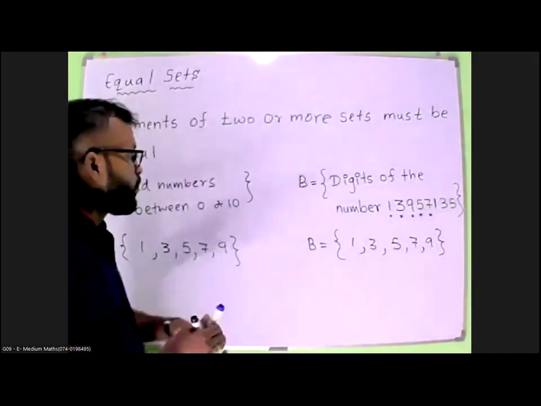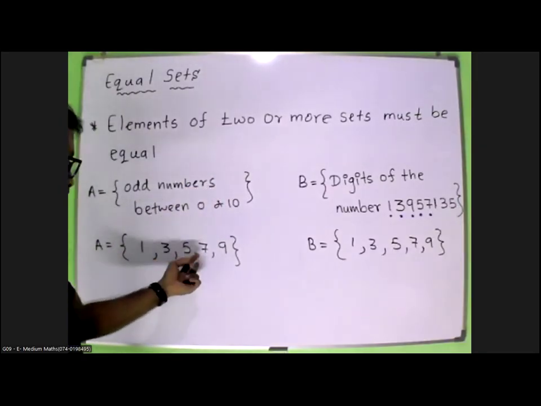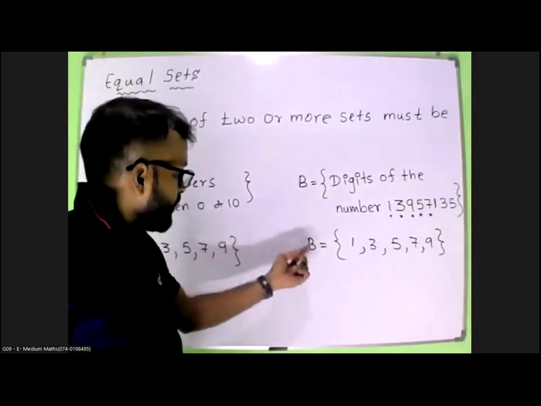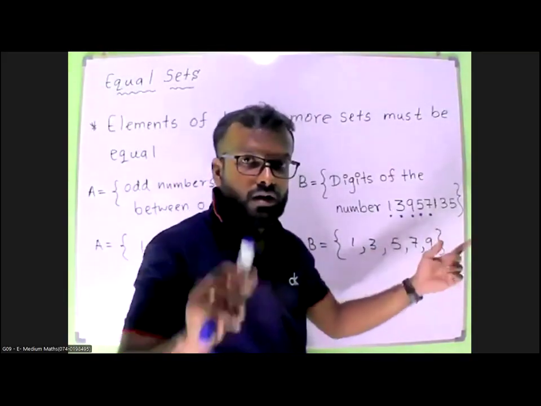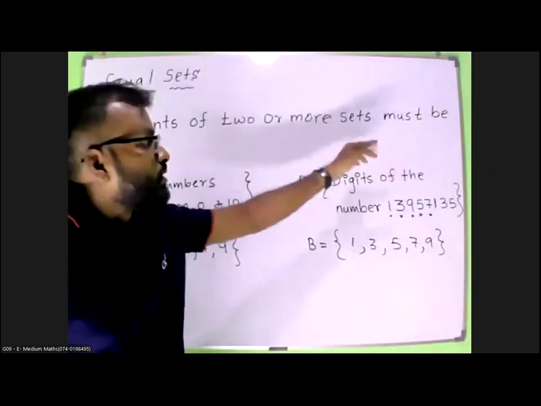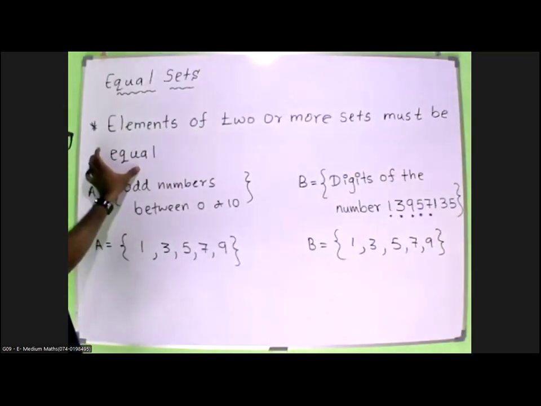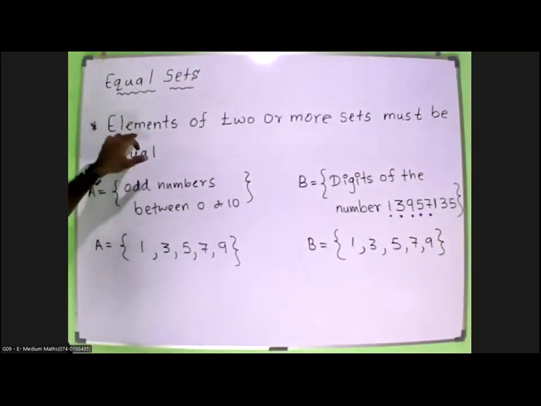Now what can you say about A and B? A equals 1, 3, 5, 7, 9. B equals 1, 3, 5, 7, 9. If you want to have equal sets, the elements of two or more sets must be equal.